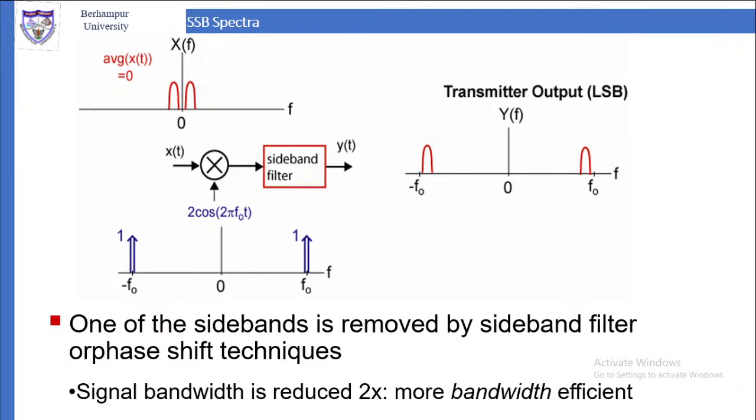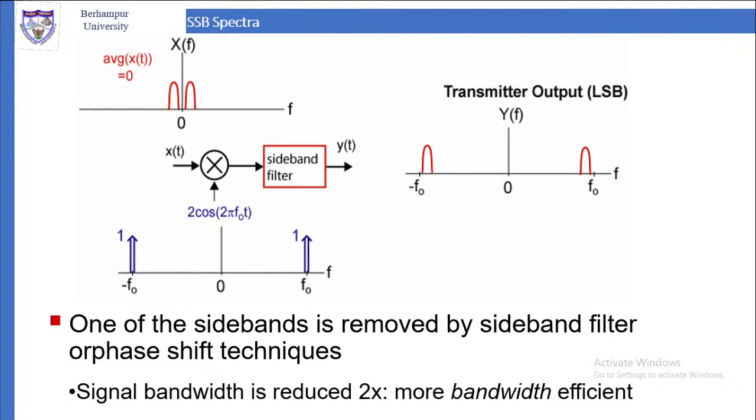So x(t) is multiplied by 2 cos 2 pi f0 t. Then the output is not transmitted as it is. Here we use a sideband filter, so we filter out one sideband. The other sideband will be intact. That will be our y(t). This is in the transmitting stage. So at the transmitter output, here we are filtering out the upper sideband. We have the lower sideband.